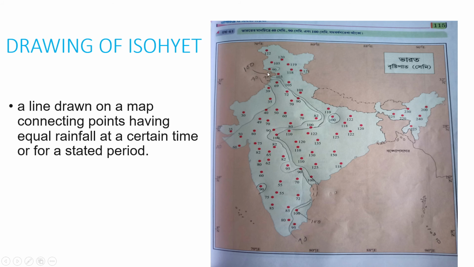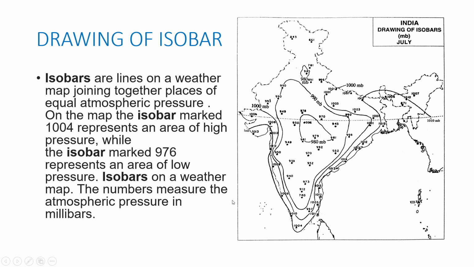Okay, now here I have given 2 dotted lines, right? Because this line is continuous, and it is continuing till here also. Okay, but since it is not in the map, that's why I have given a discontinuous line. Okay, the process of drawing the isohyet is the same as isotherm and contour lines. Okay, now the isobar: again, the process of drawing is the same.